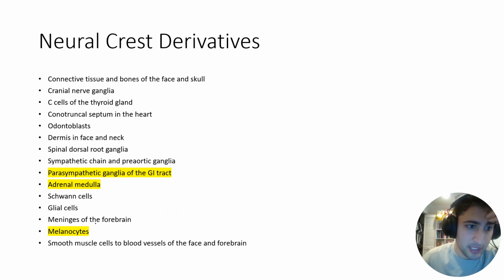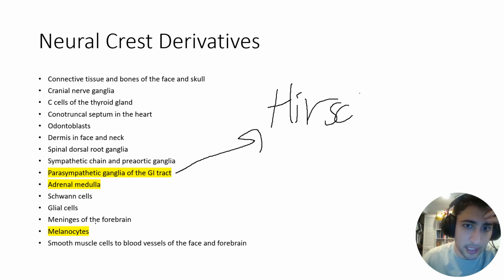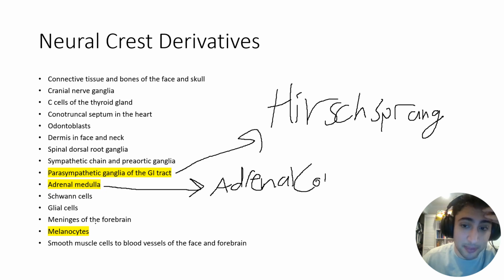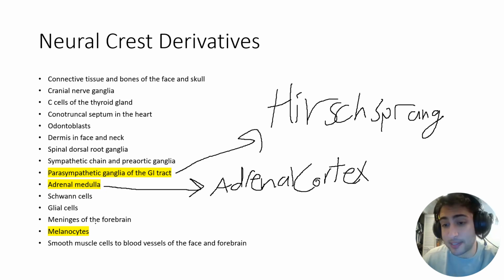So there's three that I want to emphasize from this list. The parasympathetic ganglia, just because it's going to be involved in our discussion of Hirschsprung disease. So the parasympathetic ganglia of the GI tract. The adrenal medulla, because the adrenal medulla is a neural crest cell, but the adrenal cortex is mesoderm. The adrenal cortex is going to make lipid hormones, the sex steroids, the glucocorticoids, the mineralocorticoids, whereas the adrenal medulla is making catecholamines like epinephrine and norepinephrine.